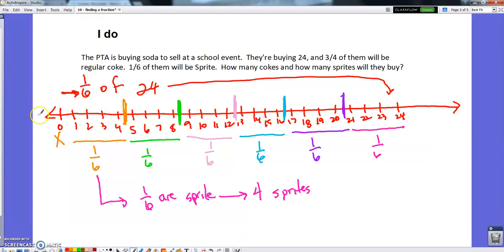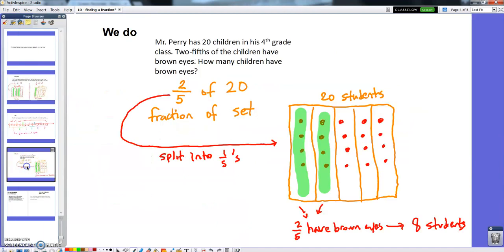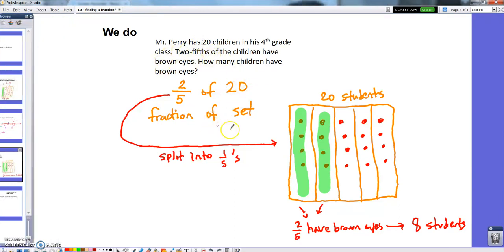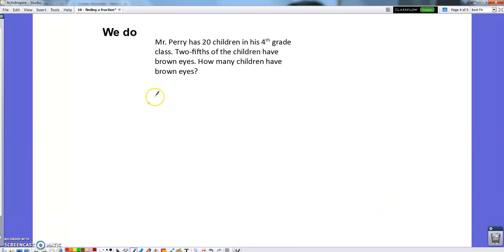Okay, so pick up your pencil, open your math notebook. Let's check out the we do. Here is the we do from yesterday. Mr. Perry has 20 children in his 4th grade class. 2/5 have brown eyes. How many have brown eyes? And we made his 20 class set, divided it into fifths, and that's how we did it yesterday. I'm going to clear that out because that's not how we're going to do it today. I'm going to pause, and you should too.